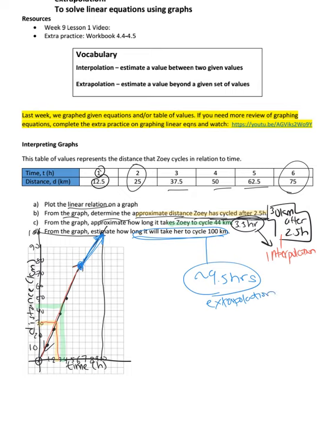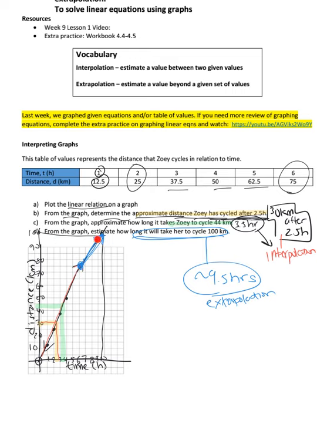Okay, one more time. So B and C, it was asking us to approximate the distance that she went after 2.5 hours. So we start at 2.5 and got the distance. And here, how long does it take to cycle 44? 44 is approximately here, and we look at the time it will take her to get to that point. These were within the range of values that were given to us, so it's interpolation.